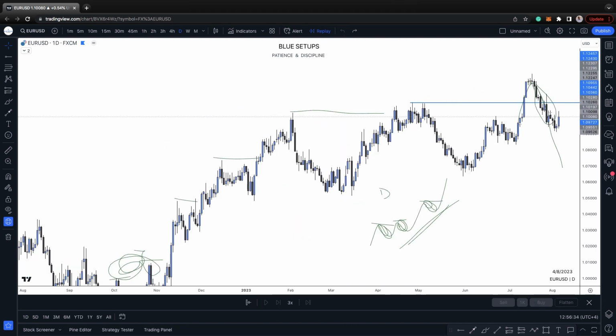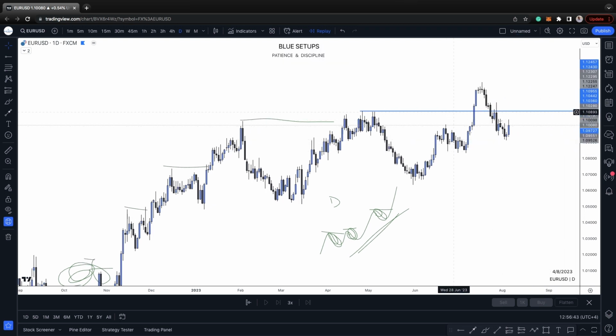Let me get rid of this. I'll get rid of this. I'll get rid of this as well. As you can lovely see in here, we saw this high which got taken out, right? This high got taken out.